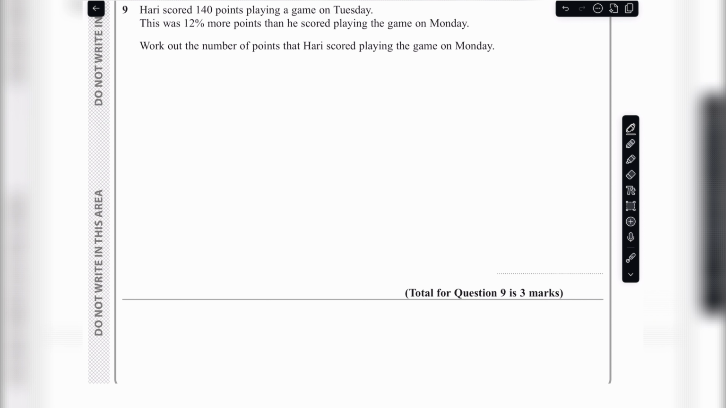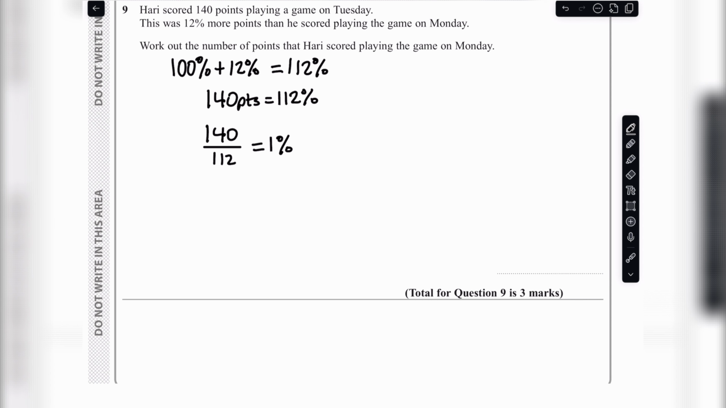Work out the number of points that Hari scored playing the game on Monday. Given that he scored 12% more points on Tuesday, we need to add this value of 12% to 100%, and that equals 112%. So 140 points represents 112%. In order to determine the number of points that Hari scored playing the game on Monday, which is the original percentage of 100%, we need to divide this value by 112, and that represents 1%, and multiply it by 100 to get 100%. After doing that, we get 125, so the final answer is 125.